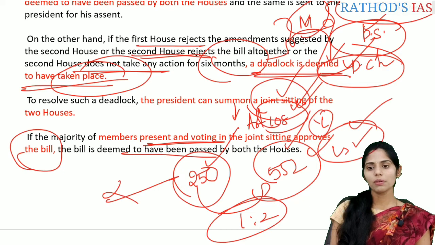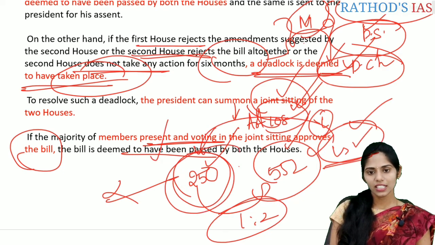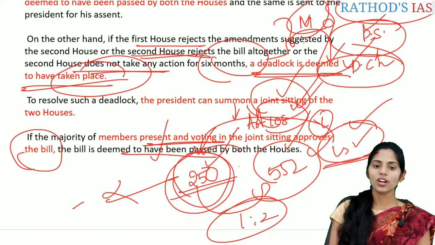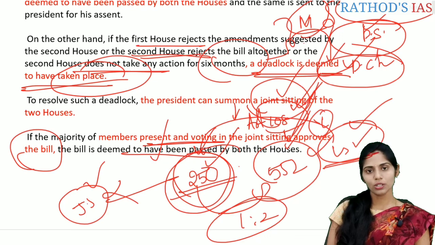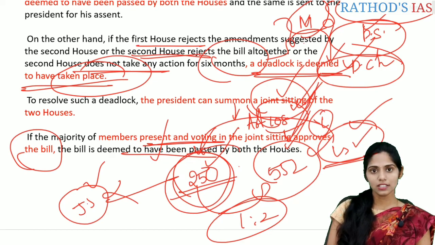If the first House is the Lok Sabha, and the Lok Sabha passes the bill, but it is obstructed or prevented in the Rajya Sabha, then whenever the joint sitting happens, ultimately the bill will be passed because of the majority present in the Lok Sabha. Okay.